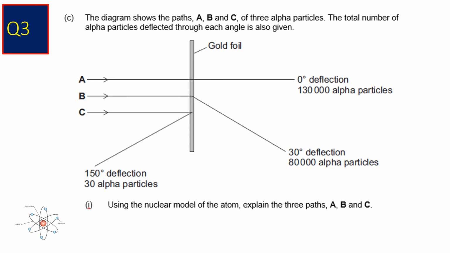B, we can see they've got a 30 degree deflection, so they've moved quite a bit, and that affects about 80,000 particles. And then we've got 30 alpha particles which have been deflected by 150 degrees, so a really dramatic turnaround there, big change in angle. Using the nuclear model of the atom, so think about how our atom is structured now. How does that explain these 3 pathways?